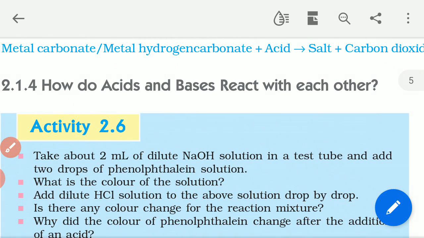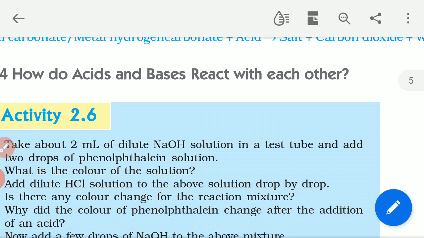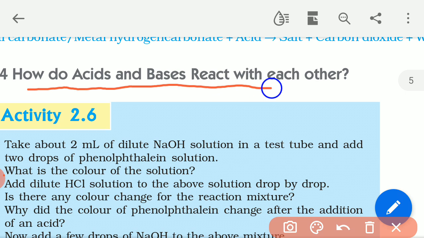Now we take the next property. How do acid and base react with each other? This property is contained in the basic property and in the acidic property. Acid plus base forms a salt and water. Base plus acid forms a salt and water. So acid plus base gives salt and water.